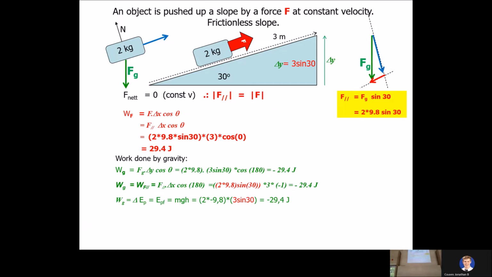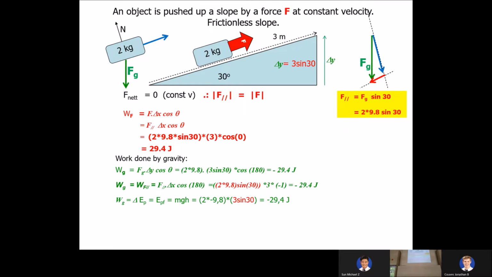Now what's the work done by gravity? Well, same, just apply your formula. Work done by gravity is the force of gravity times the distance moved in that direction. And the distance moved in the direction of gravity, or against the direction of gravity, is delta y. Why is it called 180? I'll tell you now.